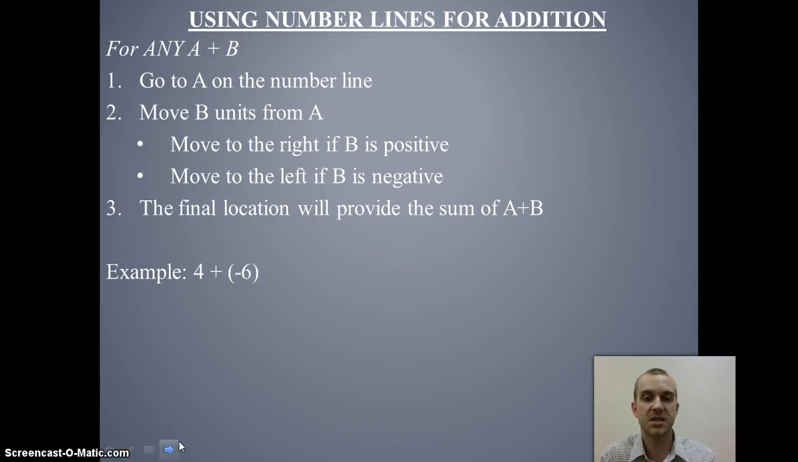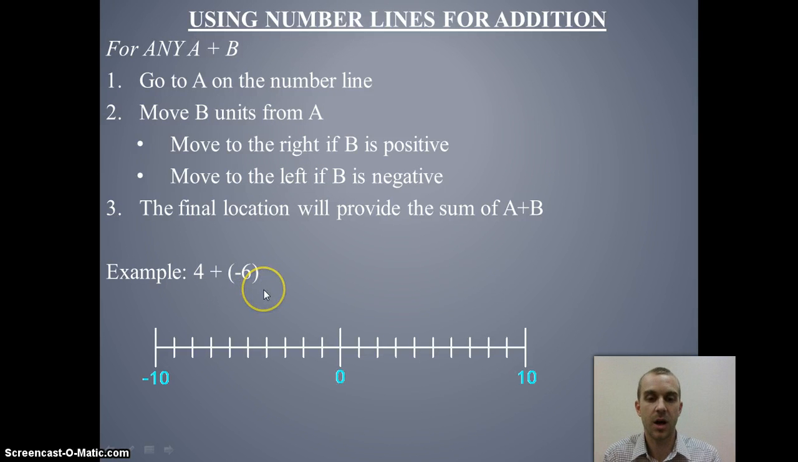Now I can use number lines to help me out with solving negative numbers as well, for sum and difference. I'll start out with the first number, and then I'm going to move b units, however many, from that first number I plotted. I move to the right for positive, and I move to the left for negative numbers. That final location will give me my sum. So let's say we got 4 plus negative 6. I plot my 4, and then I'm going to move to the left since the number is negative. 1, 2, 3, 4, 5, 6. And that ends up at negative 2.